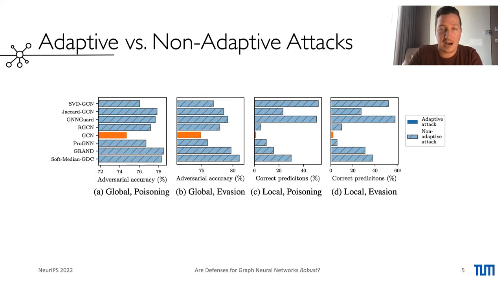Here we show the accuracy after an attack on Cora. We see that all defenses show considerable robustness gains if the perturbed adjacency matrix is transferred from a GCN or linearized GCN. We consider the most important threat models, including poisoning and evasion, as well as global and local attacks.